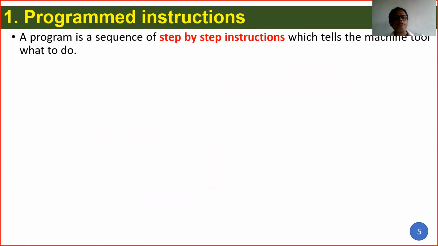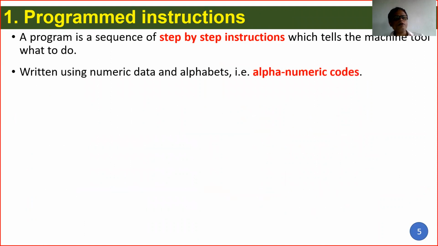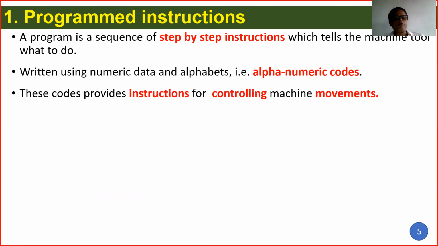So what are programmed instructions? Programmed instructions are nothing but step-by-step instructions which tell the machine what to do. The program is written using numeric data and alphabets. It is called alphanumeric codes. These alphanumeric codes provide the instructions for the control of machine movements.